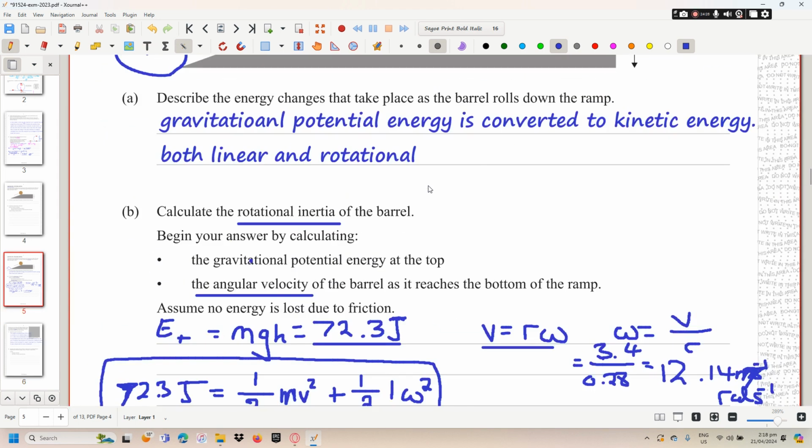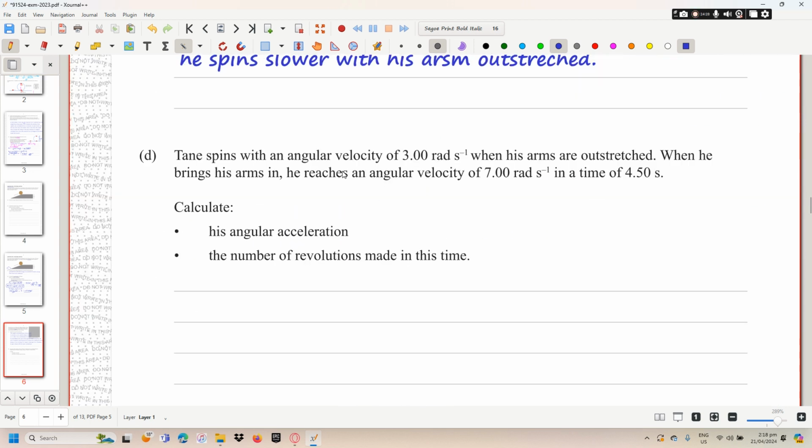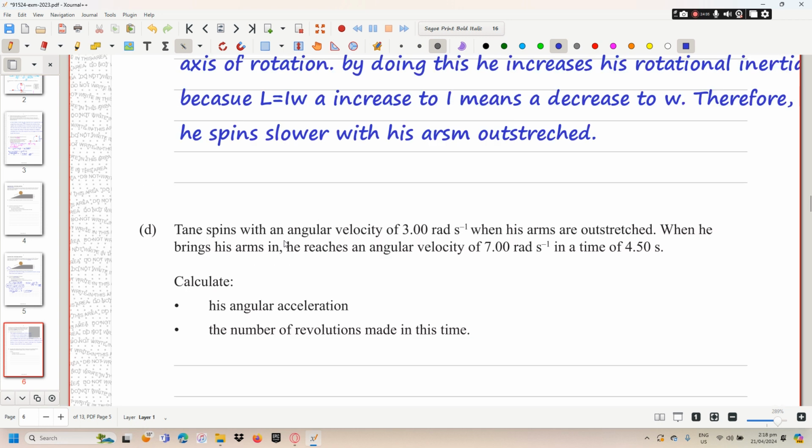Do we know Tane's rotational inertia? No, we don't. Tane spins with an angular velocity when he brings... No, that's alright. We don't need to.